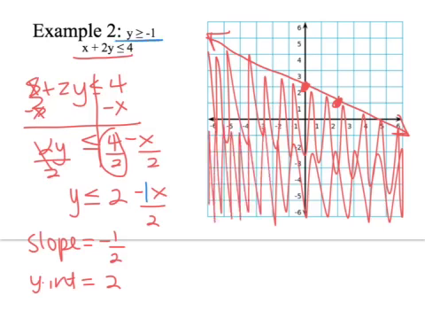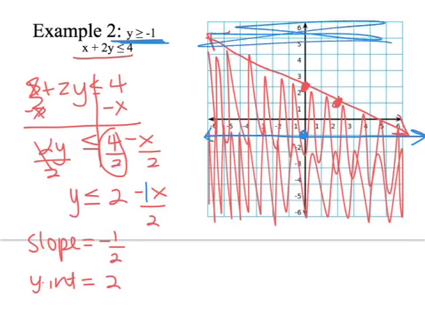Then y is greater than or equal to negative 1. This doesn't have an x. This is one of the funky lines. This is actually going to be a horizontal line. Go down to negative 1 and draw a horizontal line. It's going to be a solid line. And then it says y is greater than, so the greater than area is up here.